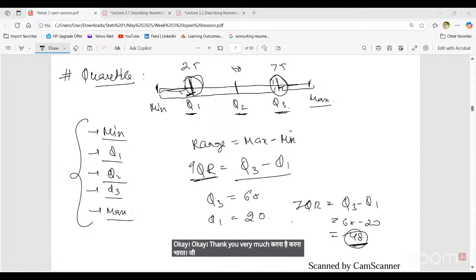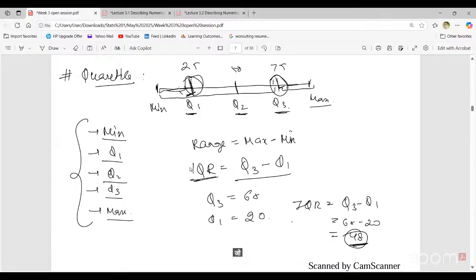I'll just clear the doubts of those who have raised their hand. Arat, yes, ma'am. I don't know how to pronounce the name. Ma'am, outlier. What was your doubt about outlier? Time plot data. What is time plot data?